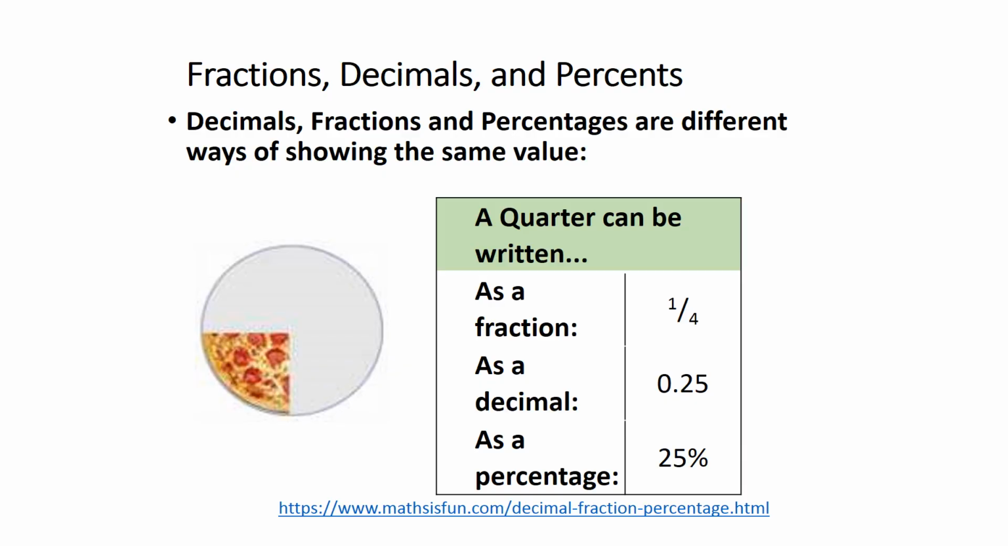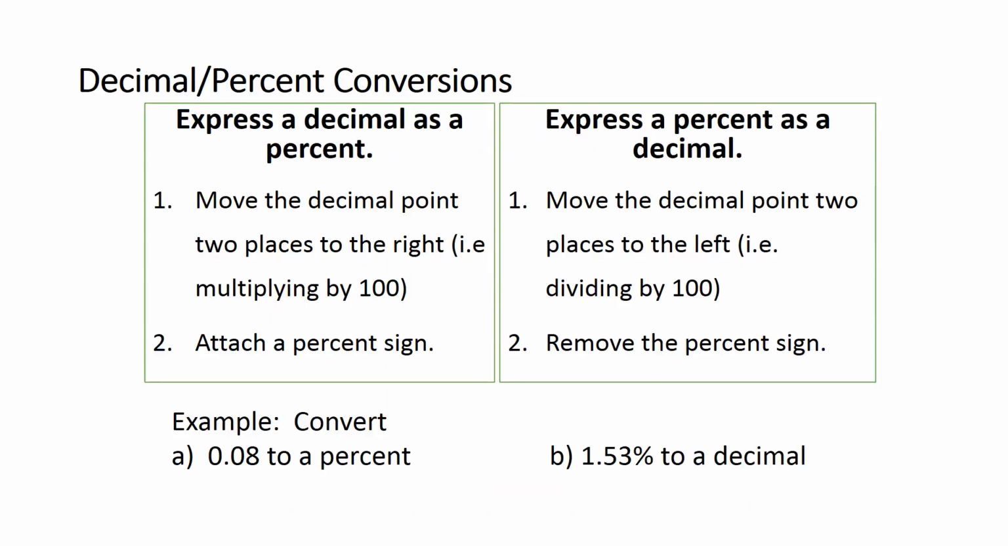All right, and here we have 1/4 of a pizza, 1/4, which is 0.25, right, which is 1/4 of a dollar. And as a percent, that's 25%, which we're very familiar with.